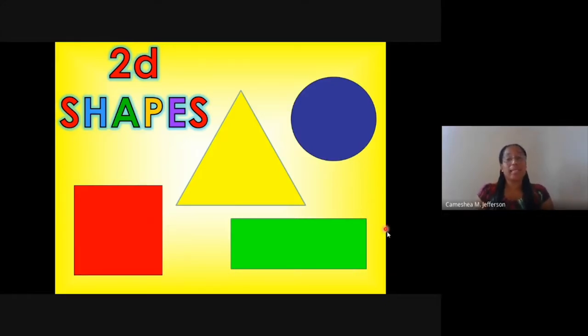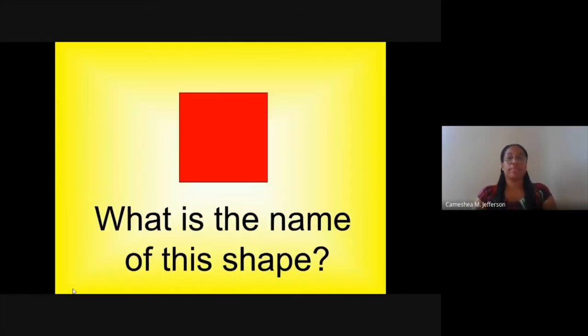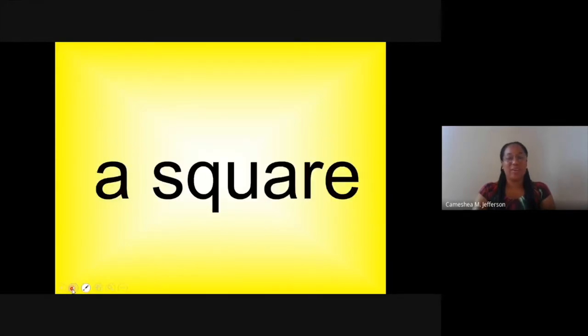And so in today's lesson, you guys, I want you to recall what we talked about yesterday about our shapes, and I want you to help me guess what shape it is. Are you ready? I know you are. What is the name of this shape? I'm going to give you a second to think about it. Did you say a square? You are correct. It is a square.